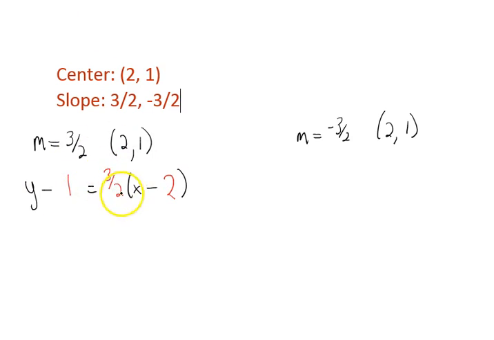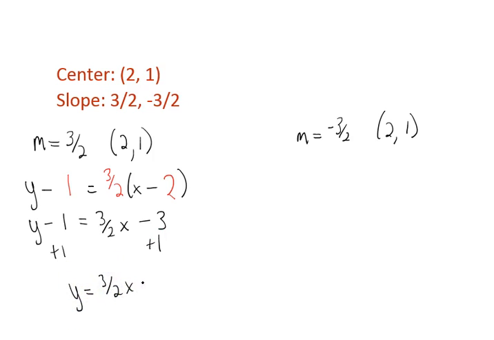When you have those plugged in, that's actually the form of a line that is a usable form, but since most people like to do slope-intercept form, you can distribute your slope, so 3/2 x minus 3/2 times 2 will be just 3, and then add 1. So your y will be 3/2 x minus 2. That's the equation of the one that's going uphill.